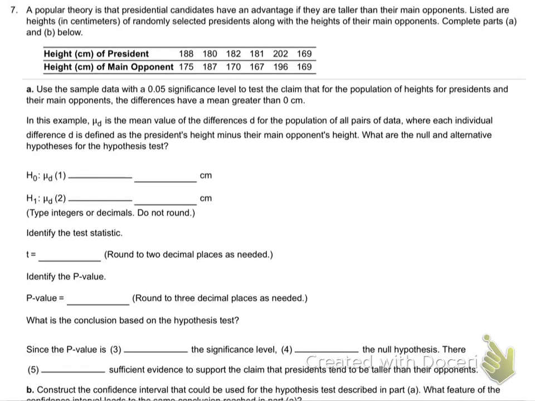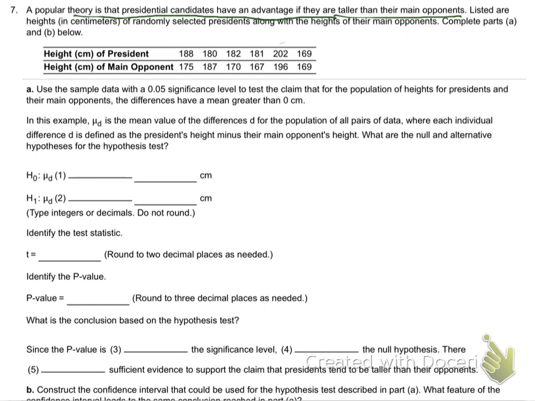Okay, so here we are in number 7. It's talking about a popular theory that presidential candidates have an advantage if they're taller than their main opponents. See if there's any data behind that. So here's the heights: president that won, main opponent, and so on. Now, the question is, which kind of data is this? Is this two separate independent lists?